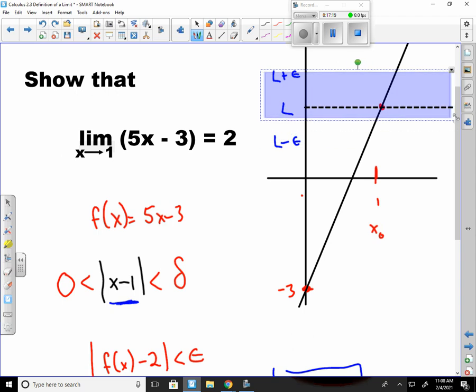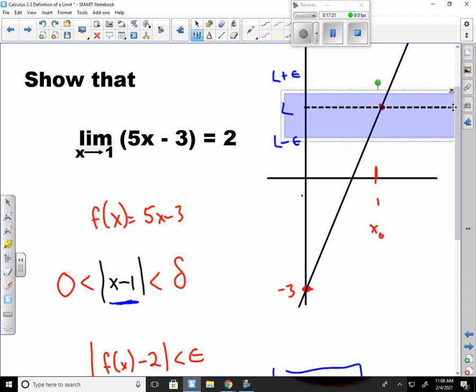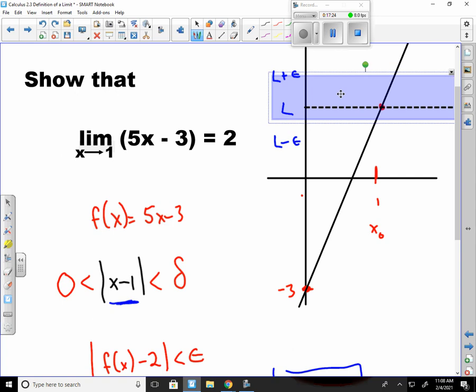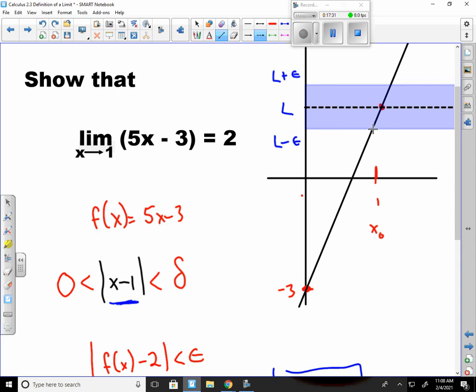no matter how big I make that, I can make it so small or so large, all I'll ever have to do in order to find where it falls within these limits is do our x naught, 1 minus epsilon over 5, or 1 plus epsilon over 5. And every time it will make it fall within this range.